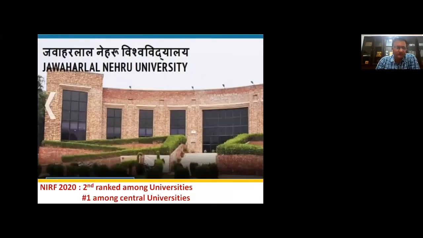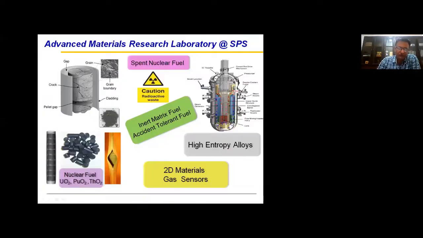I am coming from JNU. For Indians, it doesn't require any introduction. It is ranked second among all Indian universities as per NIRF ranking 2020, and it is number one among the central universities in India. At JNU, I am taking care of the Advanced Material Research Laboratory at the School of Physical Sciences.